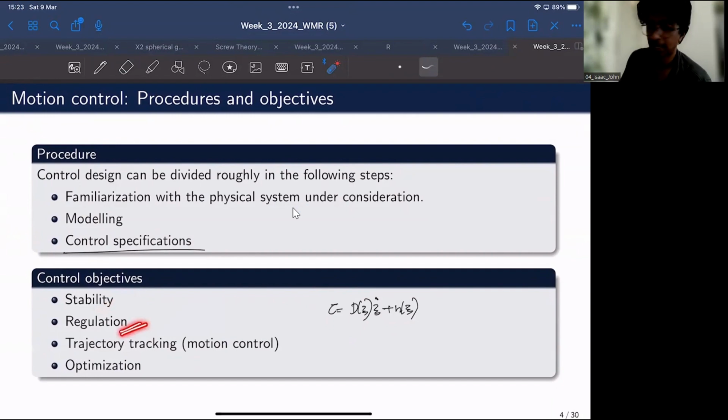Then comes regulation. Regulation basically means if you have a state, maybe an initial state, and a final state, how well the robot reaches from this initial state to the final state, irrespective of its position or velocity or derivatives, that is, its capability to reach its final state. And trajectory tracking is basically like, it's not just about the initial and final states.